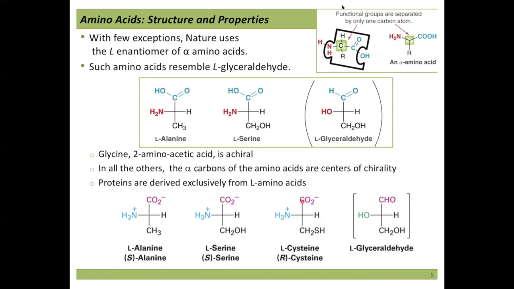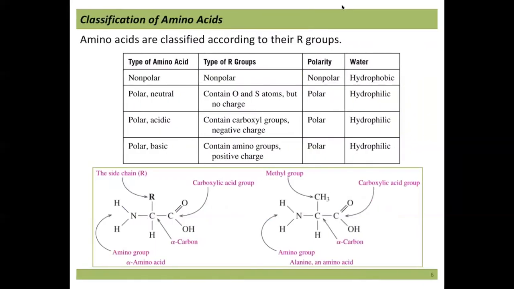Again, L comes from the Fischer projection with the amino group pointed out to the left. Just like we saw in sugars, if we happen to have that last chiral center pointed to the left, we refer to it as an L sugar. Again, nature prefers the D sugars and L amino acids.